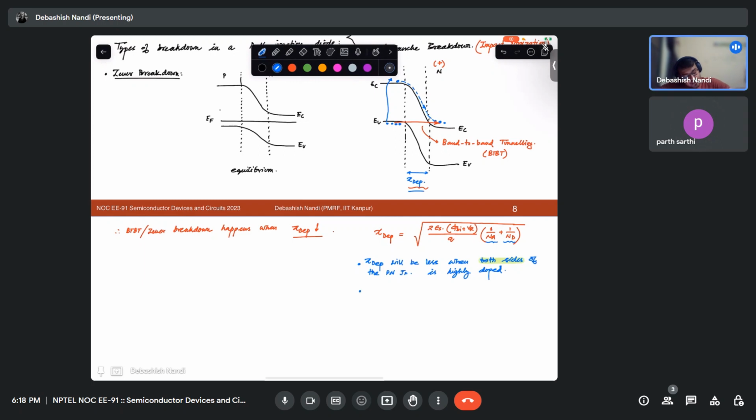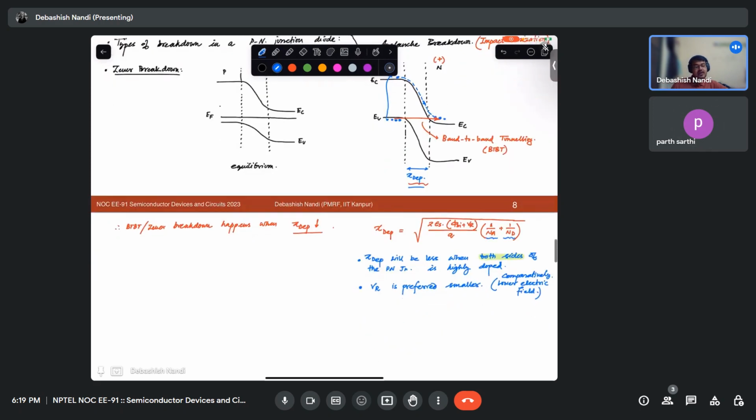And also what happens is that Vr is preferred smaller, right? Because with Vr your X depletion will increase. So these two things, Vr smaller means what? Lower electric field comparatively. Okay, fine. So this is about your Zener breakdown.